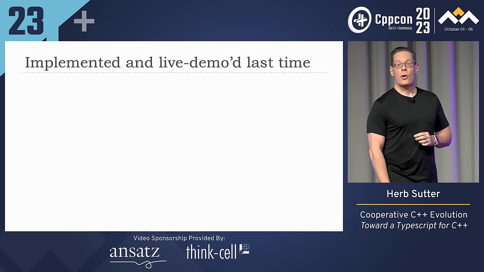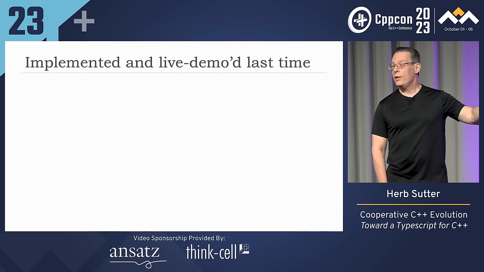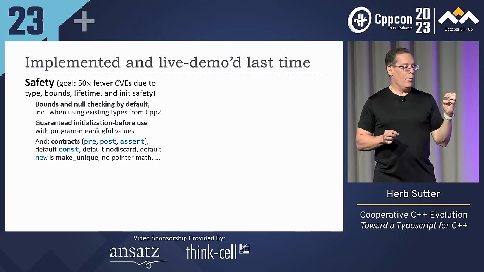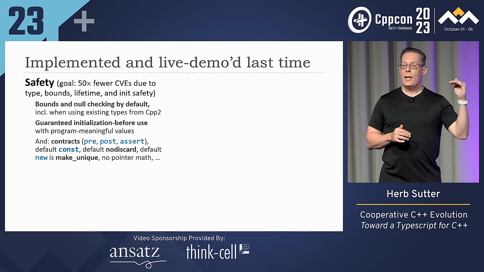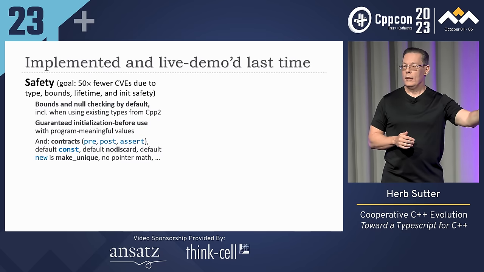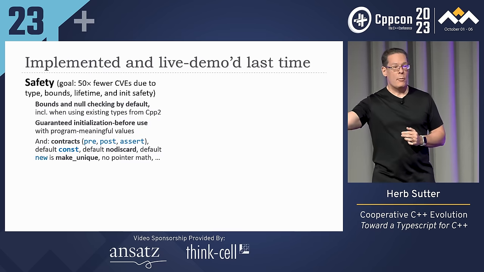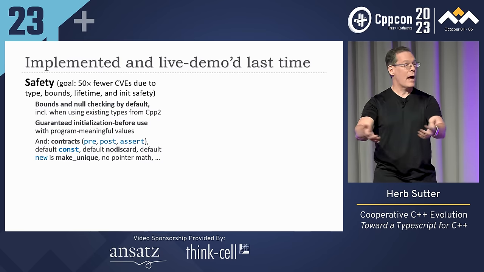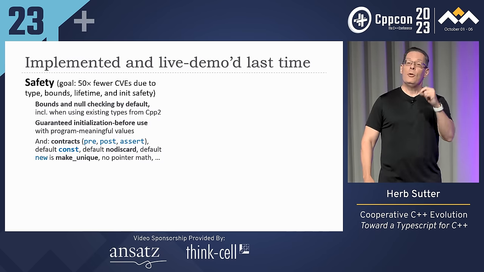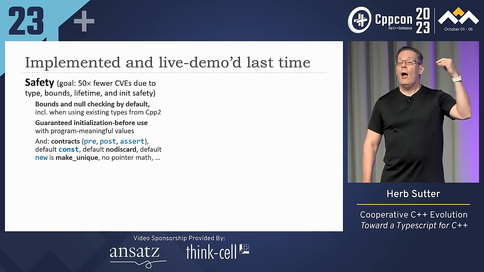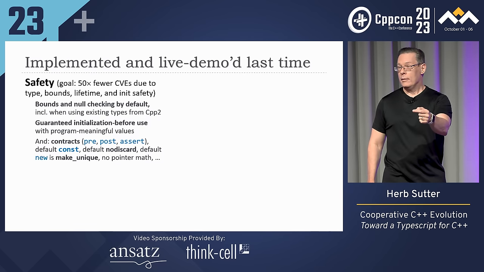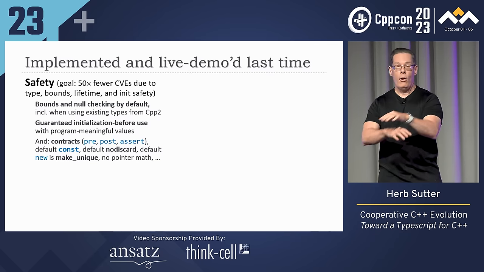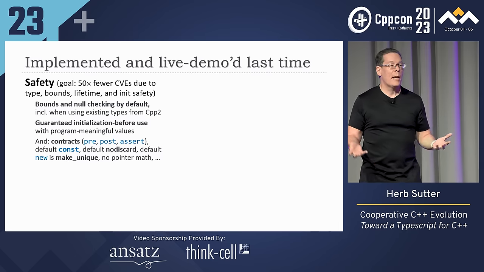So the summary of what I showed last year, and again, for all the demos, go to last year's video on YouTube. I demonstrated bounds and null checking by default. Now, we have friction-free interop with the standard library, as with all C++ libraries, which means I just use std::vector, no wrapping, no thunking, right? But when you use it from syntax 2, subscript is bounds checked. Array, subscript is bounds checked. Span, string, and all of your types that have subscript are just bounds checked by default.